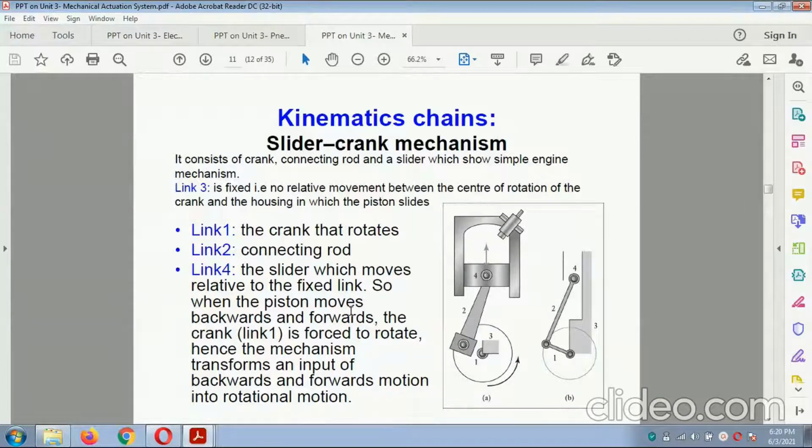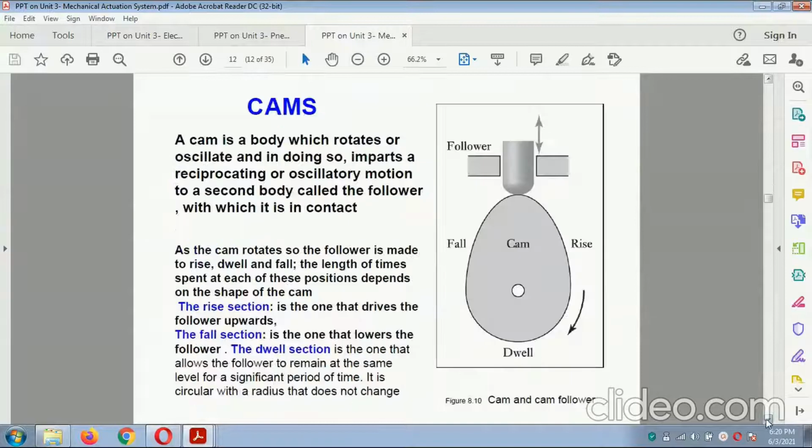So when the piston moves backward and forward, crank 1 is forced to rotate, and hence the mechanism transforms the input backward and forward motion into rotational motion. So this is the diagram, this is the motion. Links 1 and 3 can be rotated, this is 2 and this is 3. This shows the backward and forward motion.